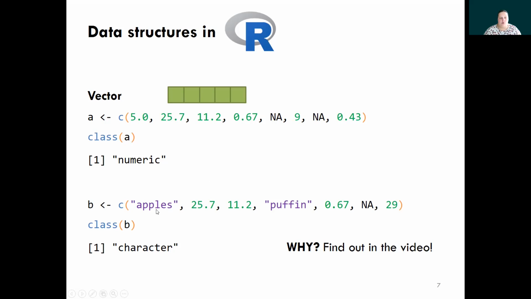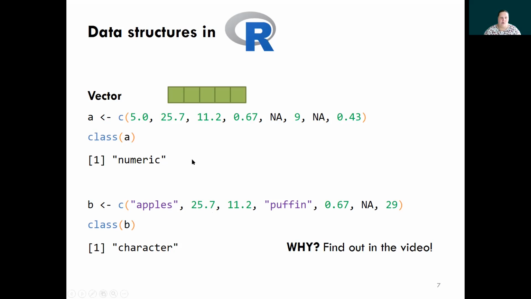If you then try to do something similar, so again, you're generating a vector, but in this case, you're also inserting some strings inside. So for example, we have apples here and we have a puffin here. This then will give you a character class. So as you can see here, we can't combine different classes. And if we do so, there is always going to be one class that is going to dominate. And I will show this later in the script a bit better.